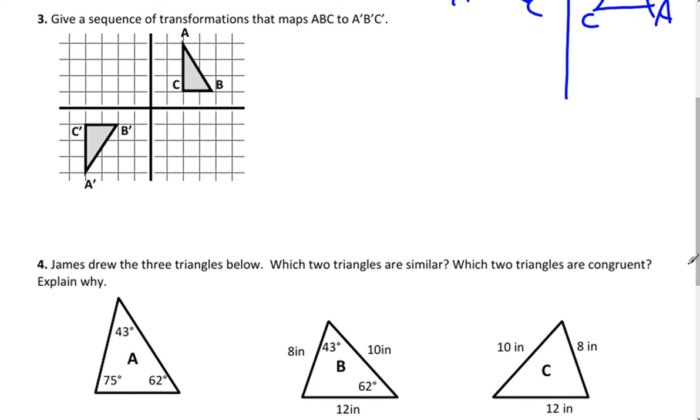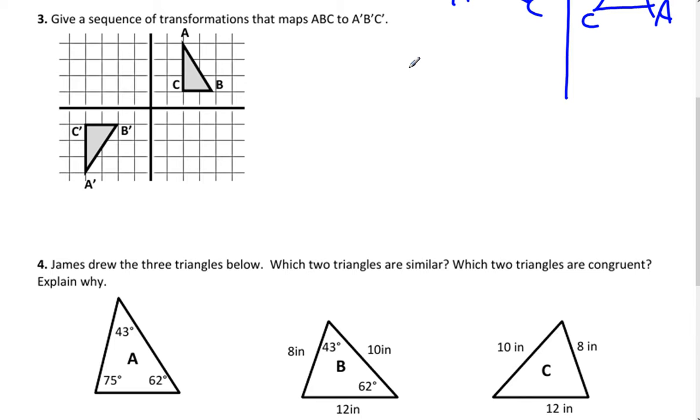Number 3. Give a sequence of transformations that maps ABC to A prime, B prime, C prime. All right, so you've got to find some sequence of transformations that turns this shape into that shape. There are a variety of ways of doing this.